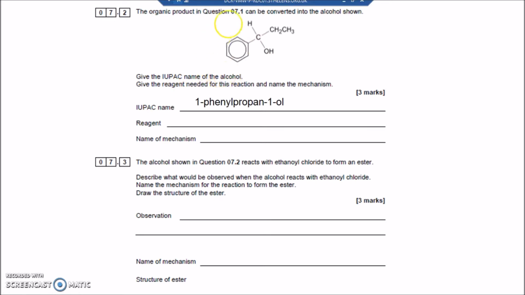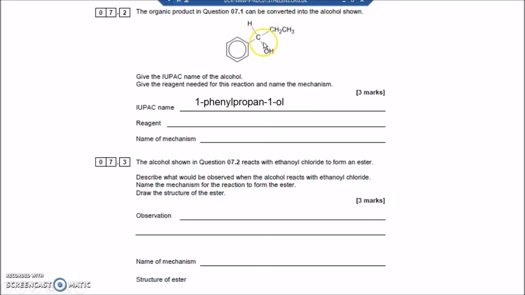So what is it? This part here is propan. So I've got propan, 1, 2, 3 carbons. If that carbon here is carbon number 1, 1, 2, 3, propan, and the OH is at carbon number 1. So at carbon number 1 I've got an OH, an ol, and I've also got this group which is a phenyl. So it's propan with an ol with an OH at carbon number 1 and a phenyl at carbon number 1. 1-phenylpropan-1-ol.